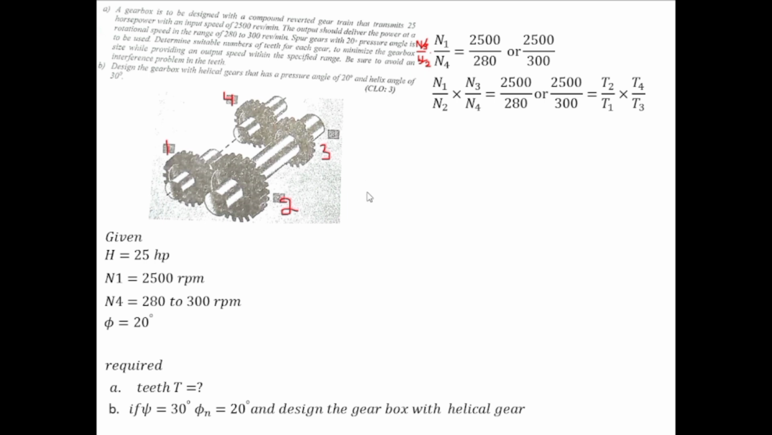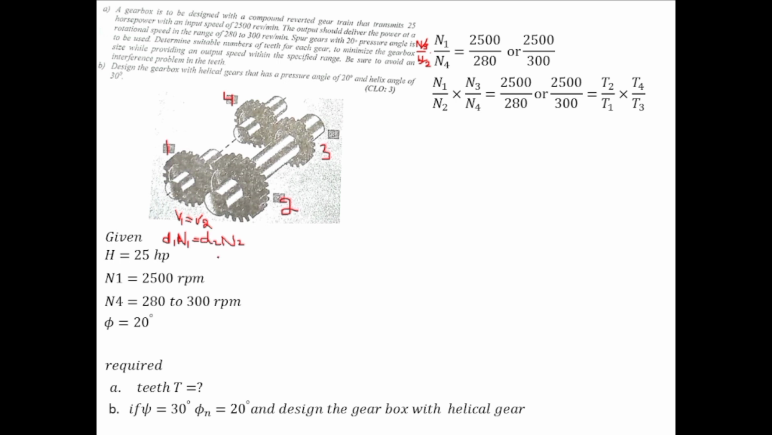n1 divided by n2 multiplied by n3 divided by n4. As v1 is equal to v2 because both are meshed with each other, and if there is no slip then the velocity of gear 1 will be equal to the velocity of gear 2. v1 will be equal to r1 omega 1, or instead of omega we can put n1 because it is the revolution of gear 1. Similarly v2 will be equal to r2 n2. Now if we multiply by 2 on both sides, 2r1 will give us d1 and 2r2 will give us d2.